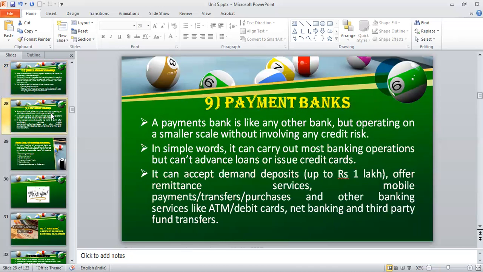Then the next type is payment bank. See, a payment bank in the sense it is also like other banks, but operates on a smaller scale without involving any credit risk. It is known as payment bank. So simply we can say that it can carry out most banking operations, but it cannot advance loans or issue credit cards. So it can accept demand deposits up to 1 lakh. They can offer remittance services, mobile payments, ATM services, debit cards, net banking as well as third party fund transfer.